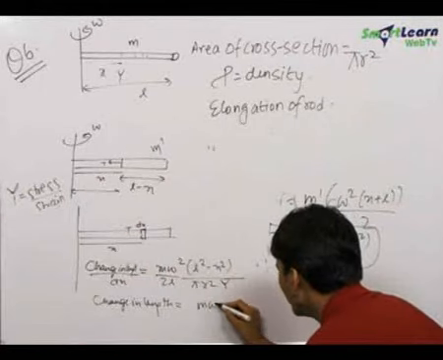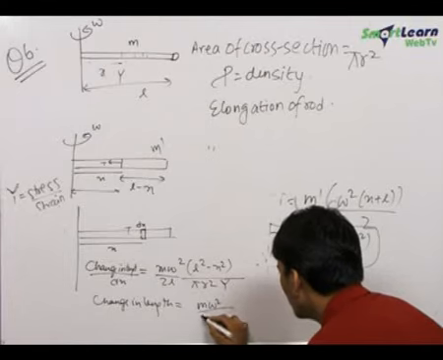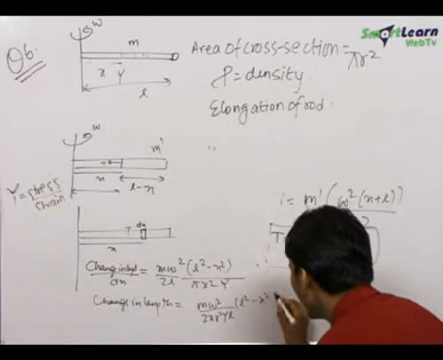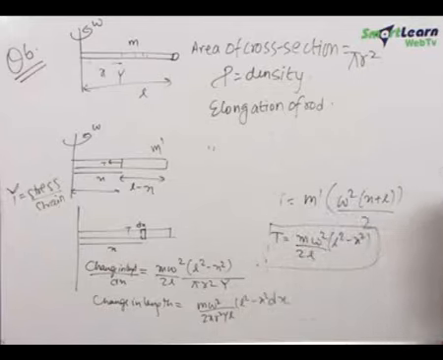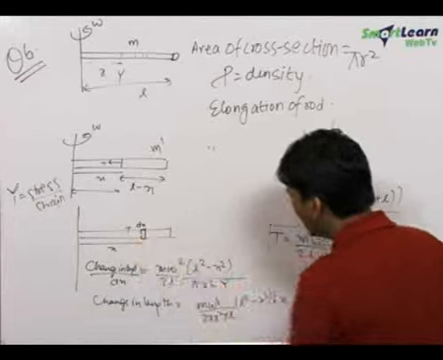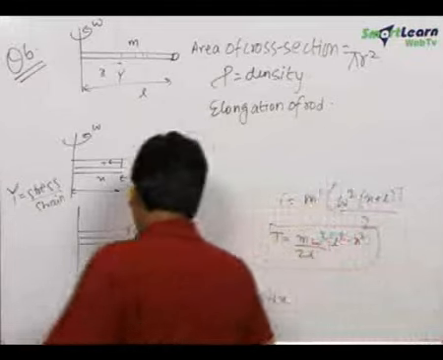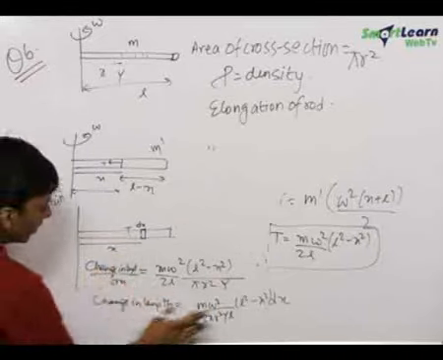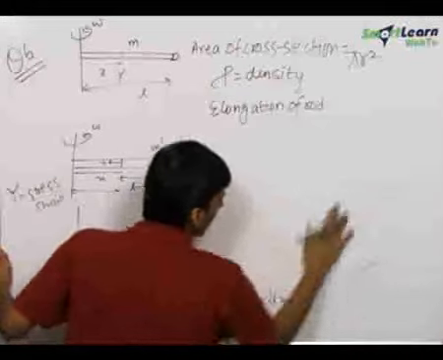m omega square upon 2 pi r square Y into L square minus x square into dx. This is the small change in length of this small element. Now, what we need to do is just integrate this change in length over all x.